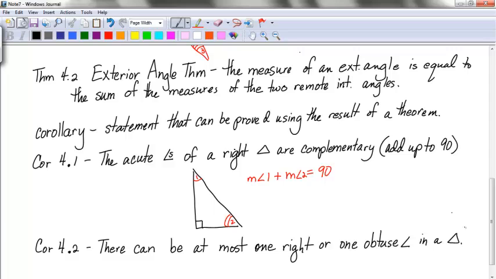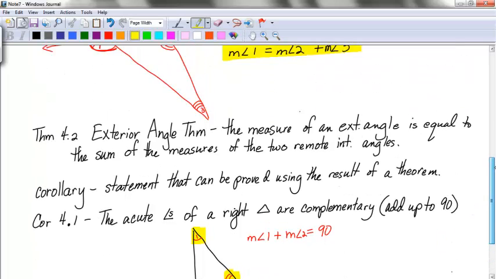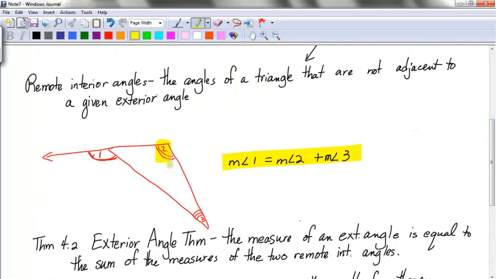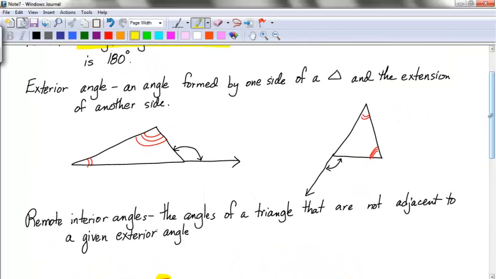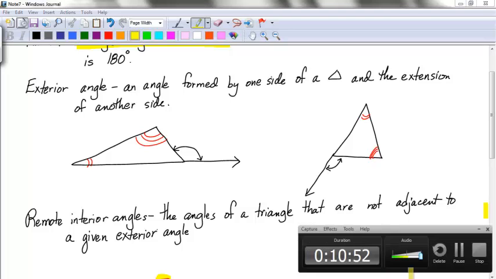Basically, it's telling you the two acute angles in a right triangle are complementary. It's telling you the two remote interior angles add up to the exterior angle in any triangle. So these two would add up to this angle, and these two would add up to this angle. I'm going to give you the rest of the time on homework.